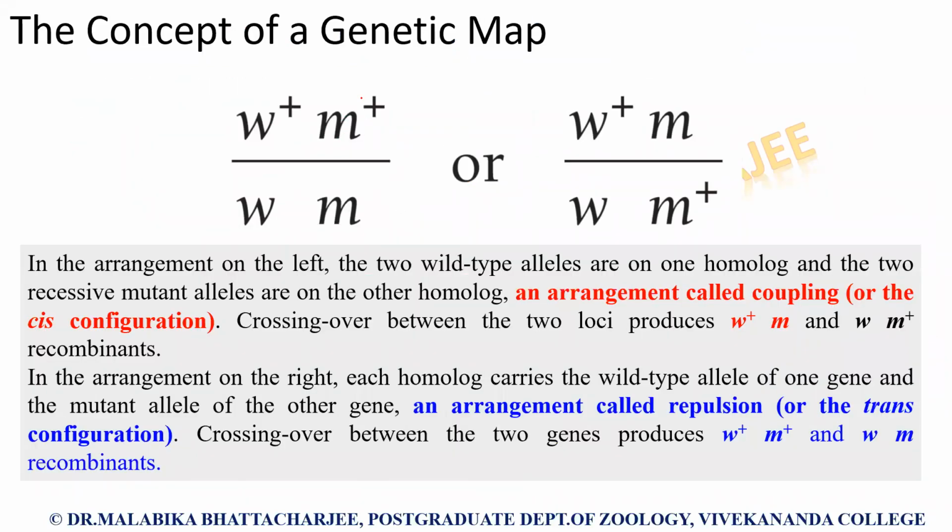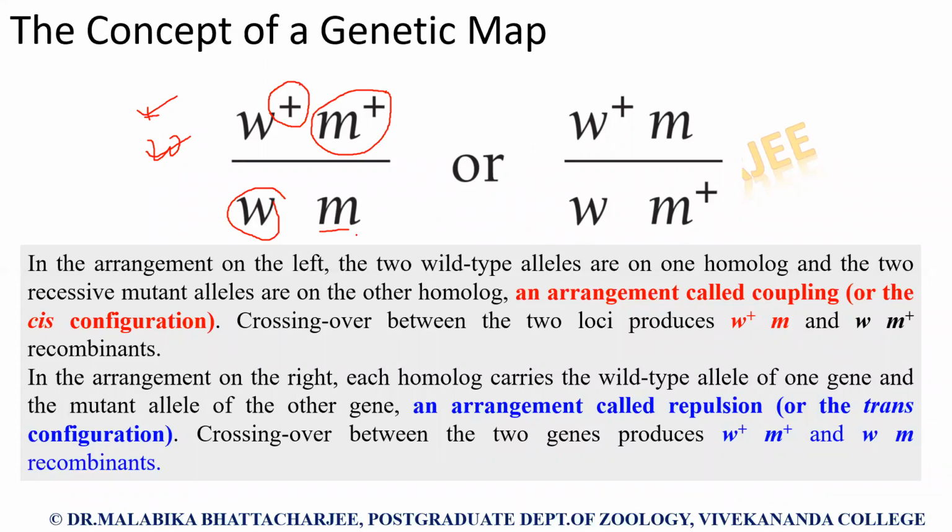But before that, I want to give you another concept, a genetic map. In this particular arrangement, you can see there are two sets of wild type alleles and two sets of mutant alleles. A wild type allele is always written with a plus sign, as you can see. So W plus is the wild type allele, W is the mutant allele. In many cases, it is also written as plus W, indicating that plus is the wild type and W is the mutant type. Similarly, here M plus is the wild type and this one is mutant.